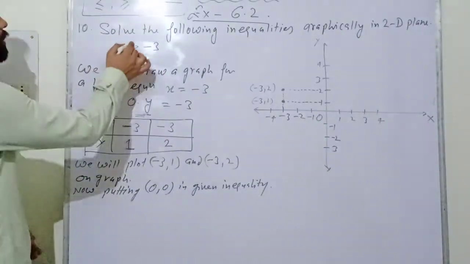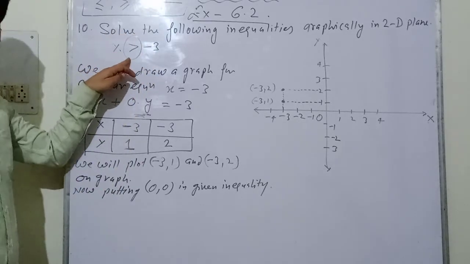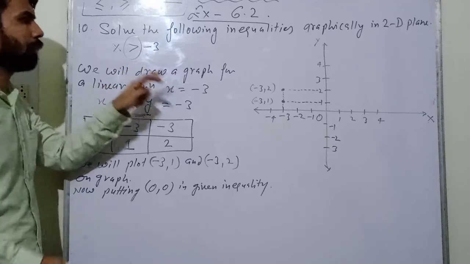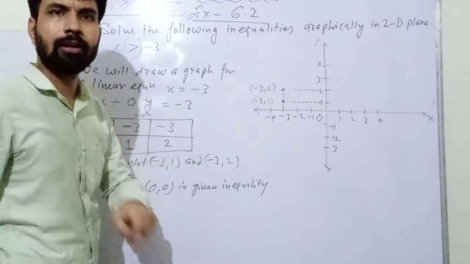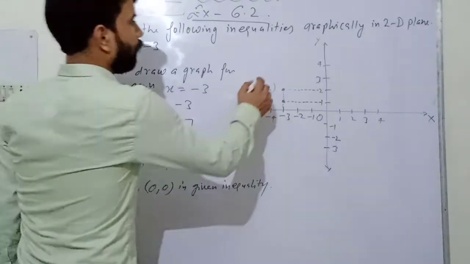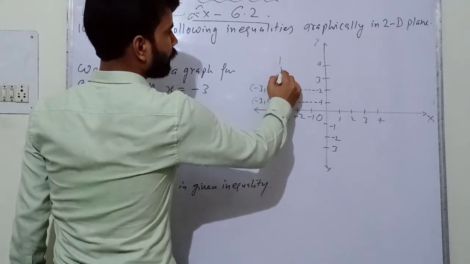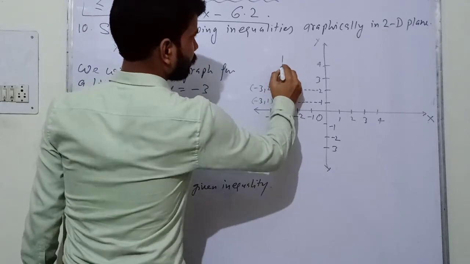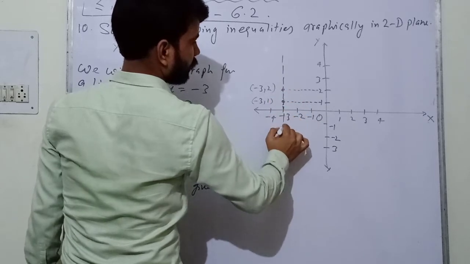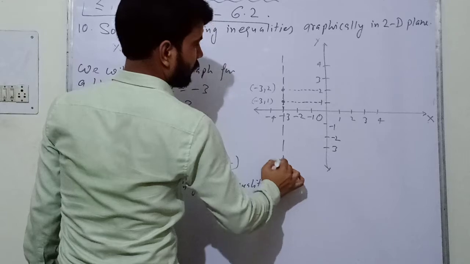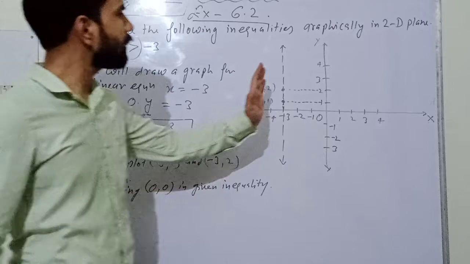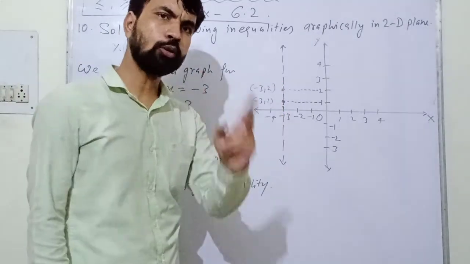It depends on this sign. This sign is only greater than, no equal sign is here. So we will join these 2 points by a dotted line. Understood? Clear? Okay. So we will join these 2 points by dotted lines, like this. Clear?